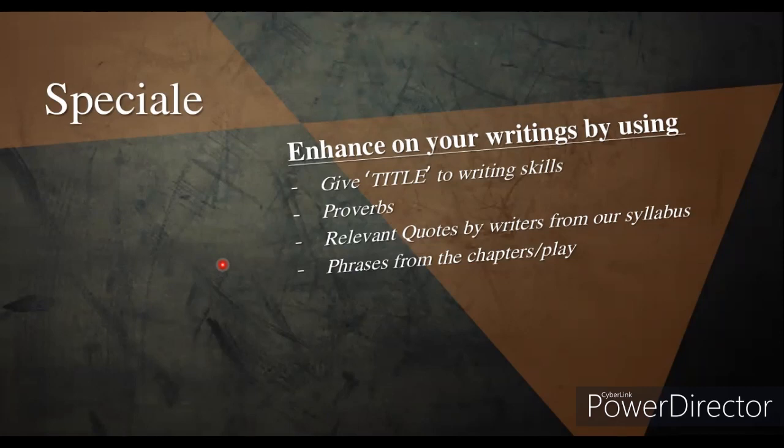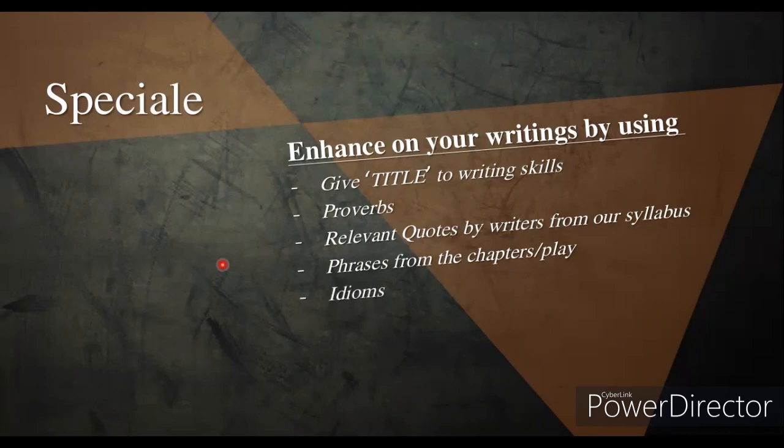The next thing is a small task that I am going to give you in order to enhance your writings: from every chapter, every topic that you have in your syllabus, try to underline all the possible phrases which are available. You can use them, all of them, or any of them in your writing styles. So this is a small activity that you can do in your free time.